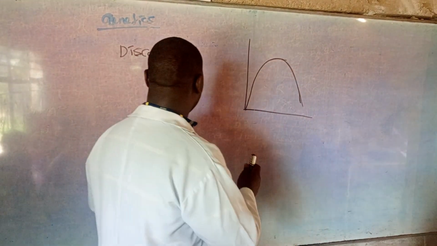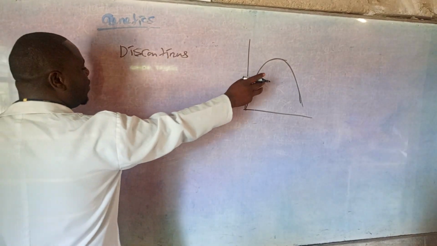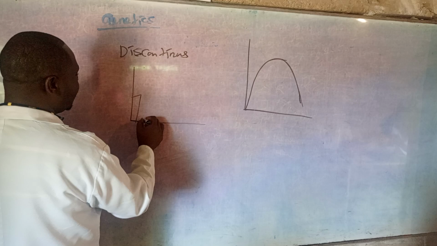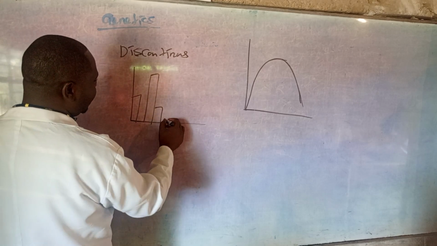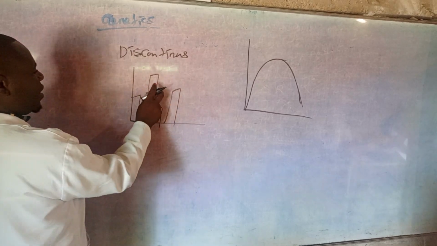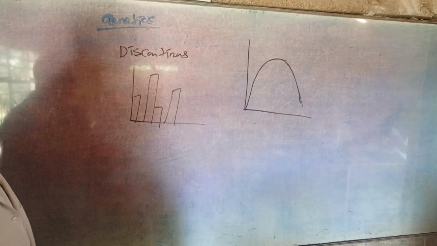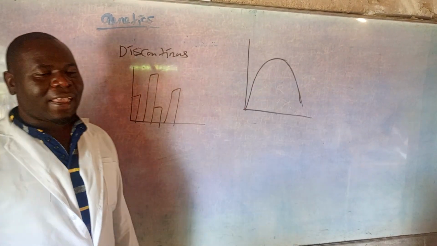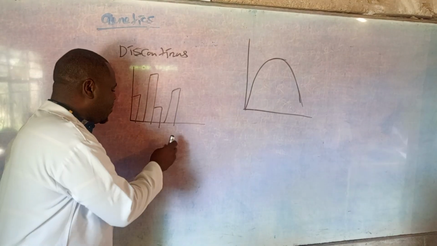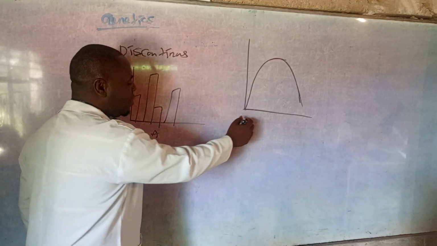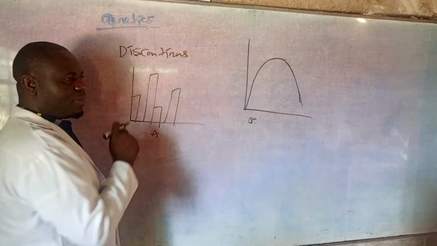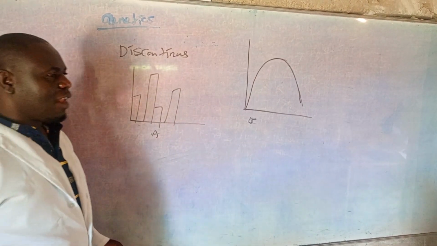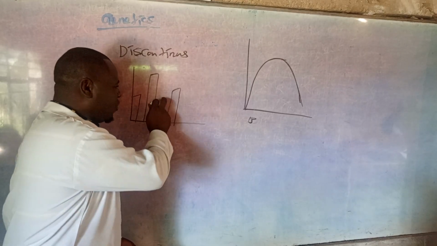Then this one, it's not a graph like this one, but it's just bars like this. It can come like this, all together. So if you see a diagram like this, just know that it's for discontinuous. This one is for continuous. So they can ask you what type of variation is part A and part B. So this one is what? Discontinuous. This one? Continuous.